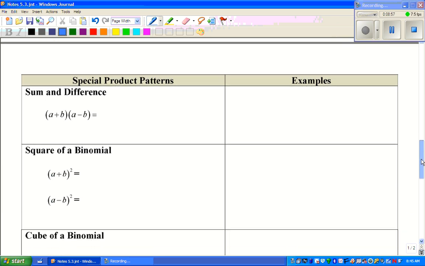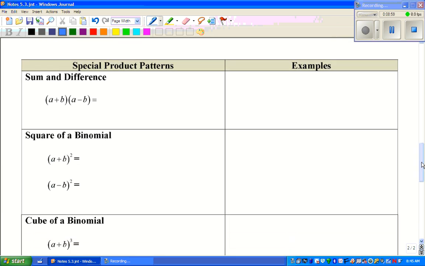Now, also in this chapter we talk about special product patterns. Okay. There's a sum and the difference, there's a square of a binomial, and there's a cube of a binomial. I don't necessarily expect you to remember these, all right, but if you can, it turns out to be simple. So the special product pattern for the sum and the difference, if you have a binomial with a plus sign and a minus sign, but the same a and b values, you're going to end up with a squared, all right, minus b squared.